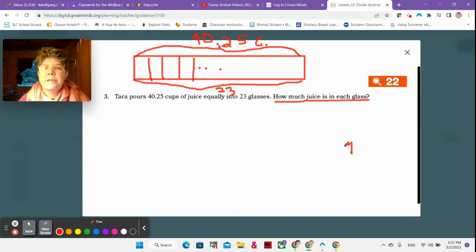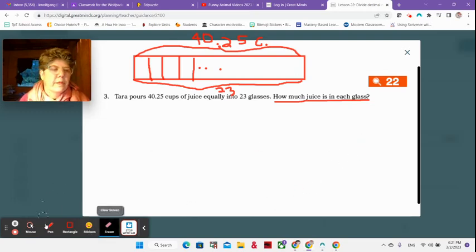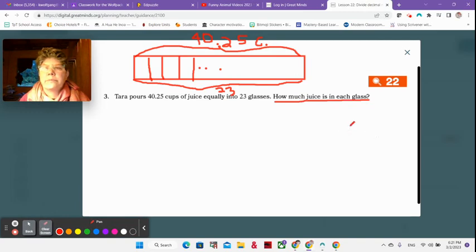So let's write it over here. You know what? I want to put it up a little bit higher. Just erase that. Okay. 40 and 25 hundredths. And you are doing that as well. And what are we dividing it by? We're dividing it by 23 because we're pouring it into 23 glasses. So this number divided, right? Okay, and then we're going to think about the area model.